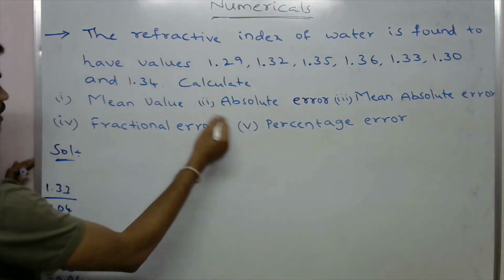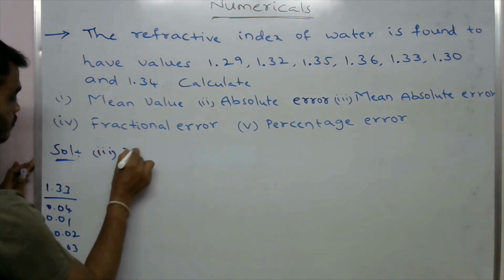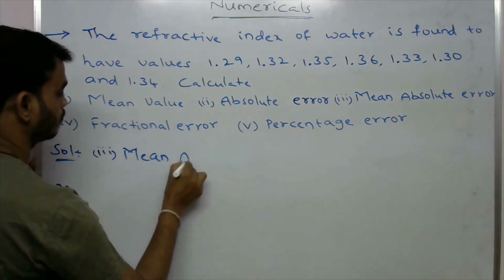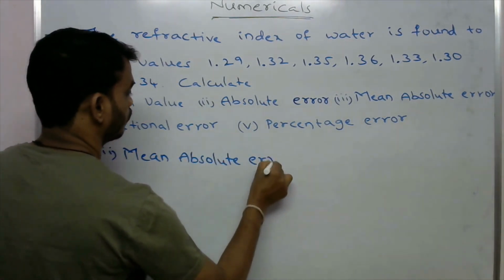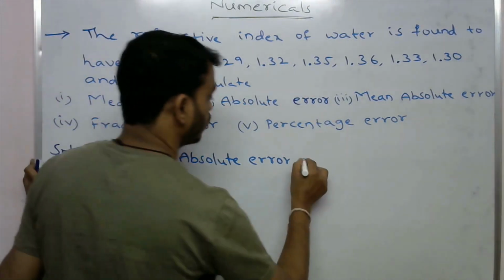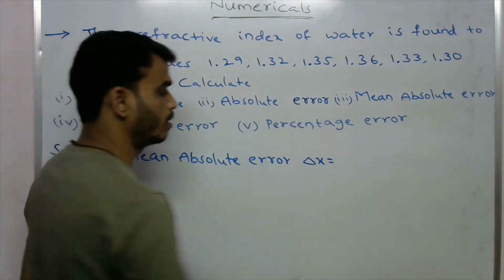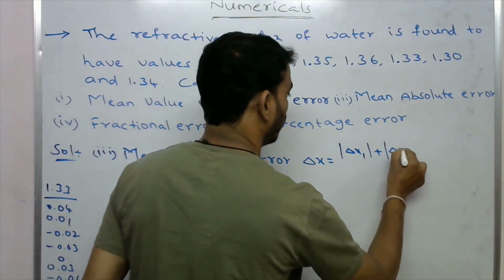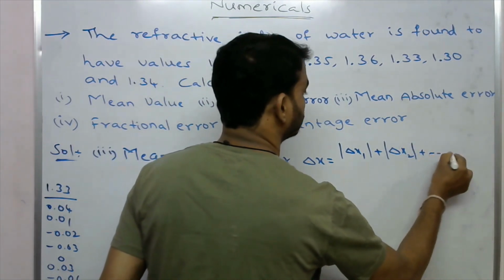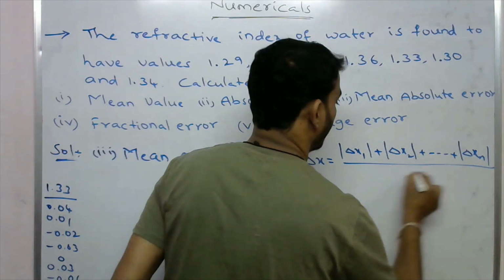So here the next one is mean absolute error. Mean absolute error means delta x is equal to mod delta x1 plus mod delta x2 plus up to mod delta xn, divided by n.